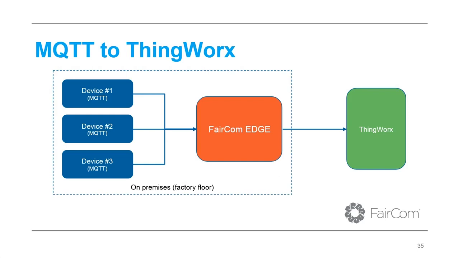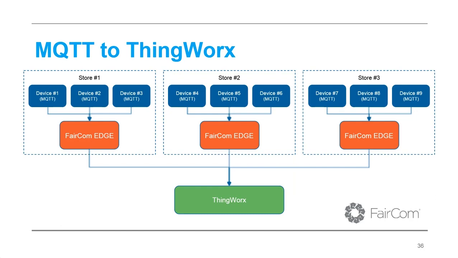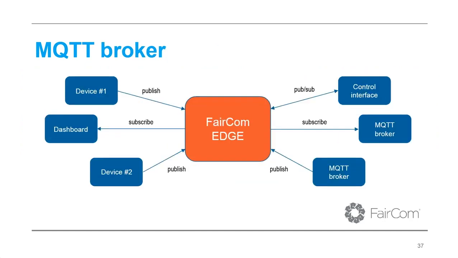Another common example is MQTT to ThingWorx. It's not very easy to get that data into ThingWorx, and FairCom makes it really easy with FairCom Edge. Again, it could be a factory floor, a retail store, a gym, or an amusement park. We're gathering all this data through MQTT right there at the edge, and then we can push it to ThingWorx for you, where you can work with it. Similar concept if we went to multiple locations, multiple amusement parks, or hotels. Each hotel has a FairCom Edge deployment gathering MQTT data on, say, the temperature of each hotel room, or whether the door is locked or unlocked. And then, of course, all that data is pushed into ThingWorx.